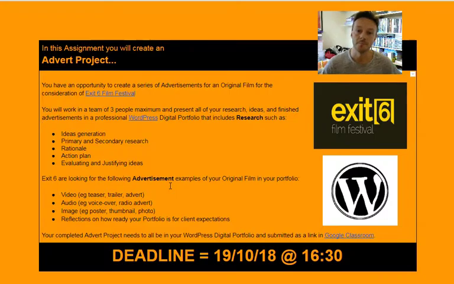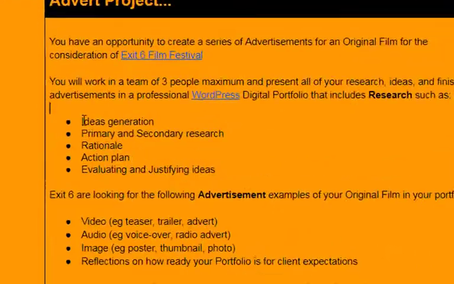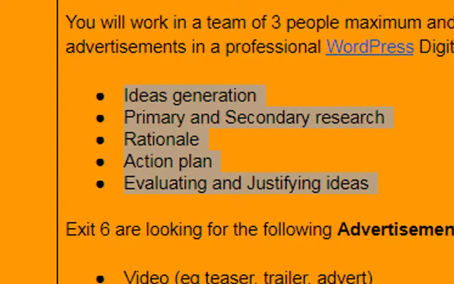So, in a team of 2 to 3 people, you're going to be creating a series of advertisements for an original film. The research you're going to gather will include ideas generation, sketches, mind maps, primary and secondary research. So primary is your own research, focus groups, interviews, surveys. Secondary research, so pre-existing research and analytics to justify your idea. A rationale, again a justification as to why you're making the decisions you're making. An action plan, how you're going to go about executing your idea as a team.